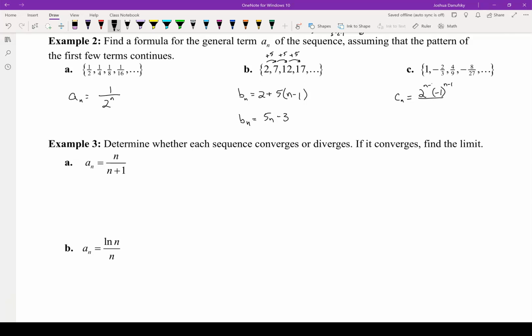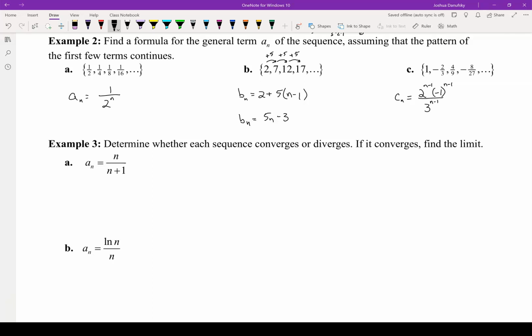So we put n minus 1 as well. Now, when we plug in 1, we get 2 to the 0, which is 1. We plug in 2 for our second term, we have 2 to the first power, which is 2, etc. In the denominator, we have powers of 3. So similarly, we're going to write this. You can pause the video and plug in values to check.